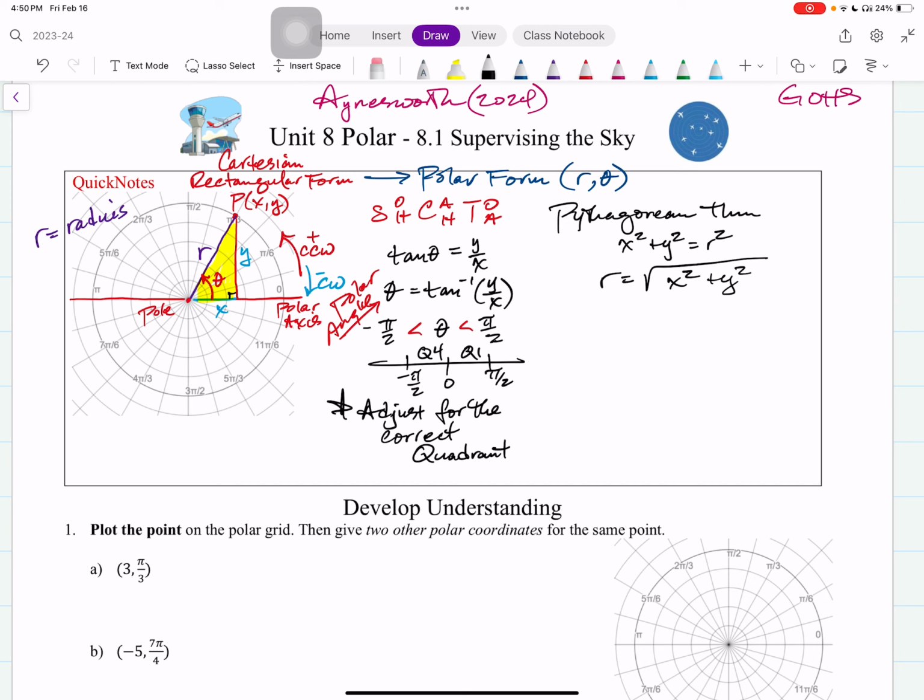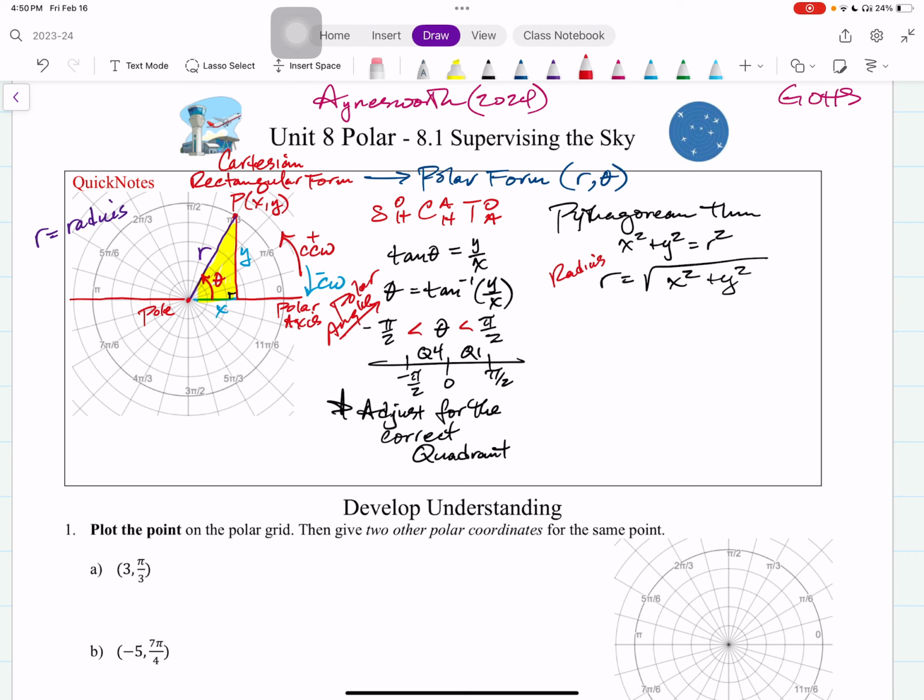All right, so if you're given coordinates x comma y, it's easy to find the radius by using the Pythagorean theorem. Just take the square root of x squared plus y squared and you get your radius. And then for theta, you use the tangent function, and you take the inverse tangent of y divided by x, get an angle in either quadrant 1 or 4, and adjust for the quadrant, and you're good to go. And that's your first basic skill.